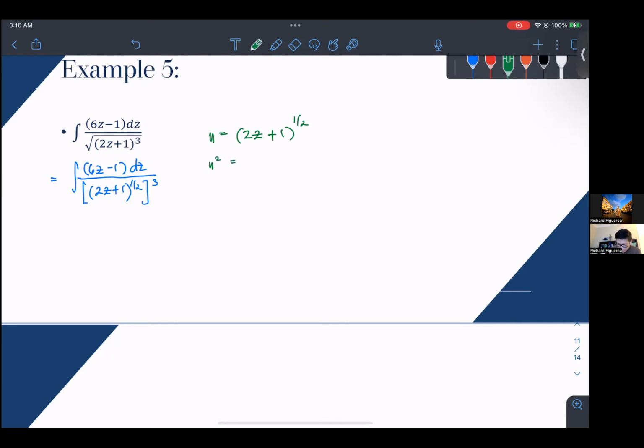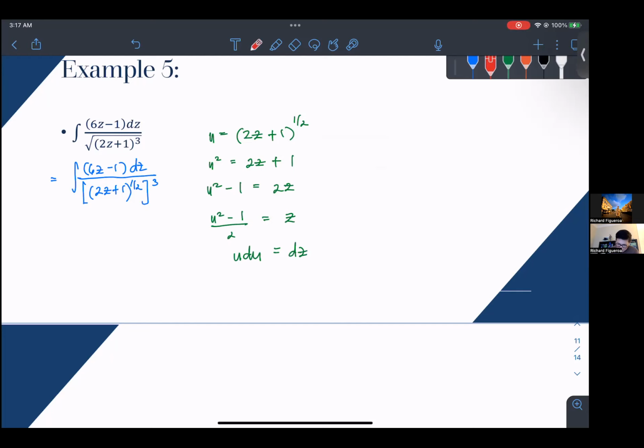Squaring both sides, u squared will be 2z plus 1. So u squared minus 1 will be 2z. We divide both sides by 2, so we have u squared minus 1 all over 2 equals z. And we differentiate. The derivative of u squared over 2 is 2u over 2, which is just u du. The derivative of negative 1 half is 0, and that equals dz. So dz is equal to u du.